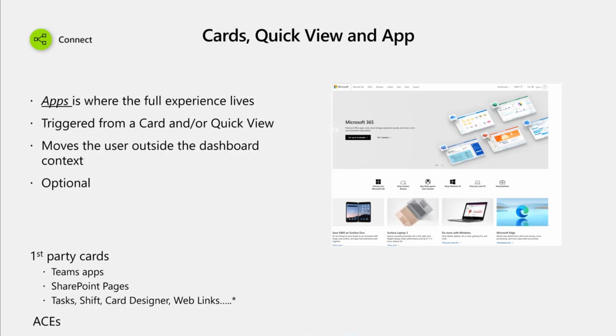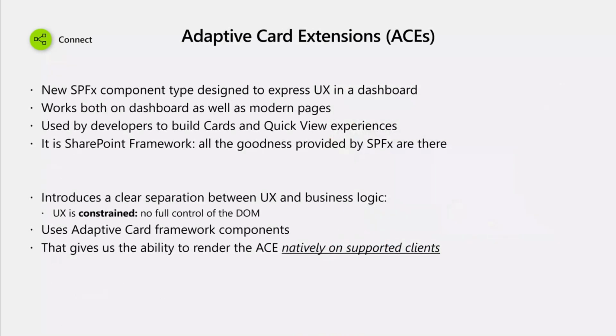As I was saying before, we were providing different kinds of first-party experiences. We talked about the Teams app. We talked about the card designer and the SharePoint pages. We will also have other first-party experiences and second-party experiences, the ability to connect with tasks and other functionalities that we provide as Microsoft. And of course, we have the ACEs or adaptive card extensions. And those are a new type of SPFx components that have been created and designed primarily and specifically for a user experience inside the Viva Connections dashboard.